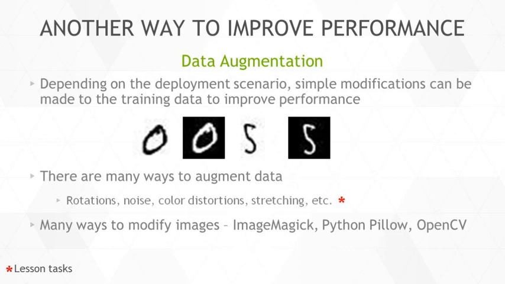But there are other ways to augment the data and improve it, and I mentioned this in the previous slide. I did mirroring. You can do rotation to your data. You can apply noise. You can do stretching, color distortions, and there are a lot of easy ways to do this. You could use ImageMagick. You could use Pillow. You can use OpenCV. There are a lot of tools out there to help you do this quickly if you need to, or if you want to test it out as well.